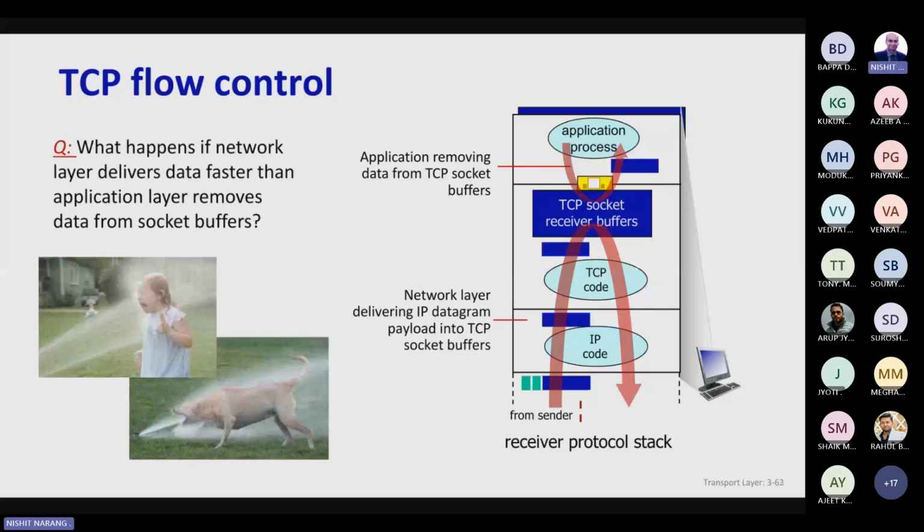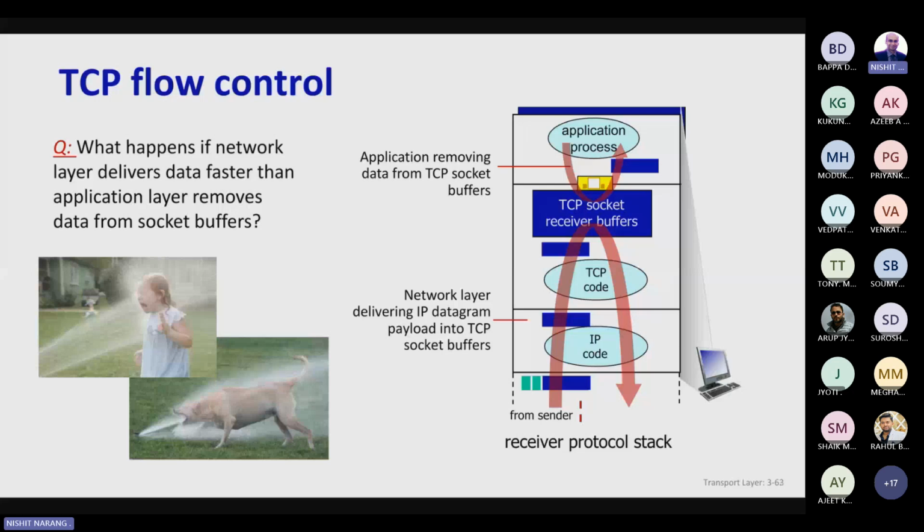Okay. See these two diagrams, pictures on the left. This is the challenge which will happen when the network layer delivers data faster than the rate at which the application layer can remove it from the socket buffers. A little girl with her small mouth is trying to drink water. Same with the dog. But the water shower is throwing water at a rate much more than what she can consume or what the dog can consume. So what is happening? A lot of this water is just not getting consumed. It's getting lost.